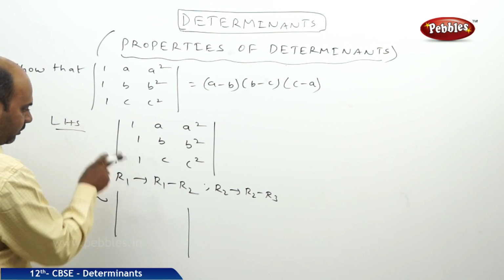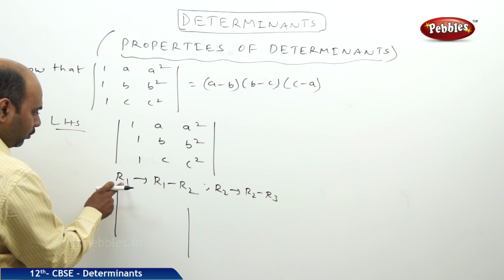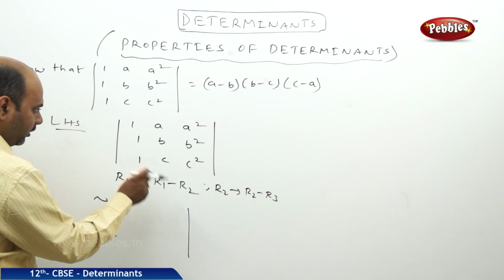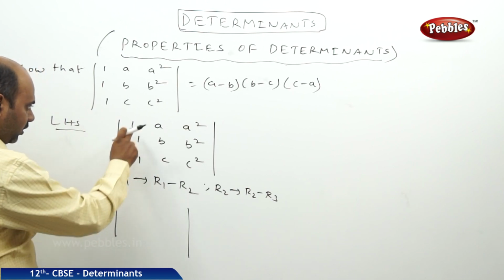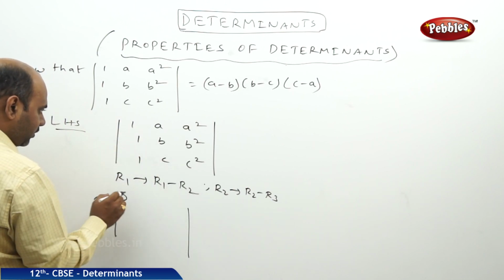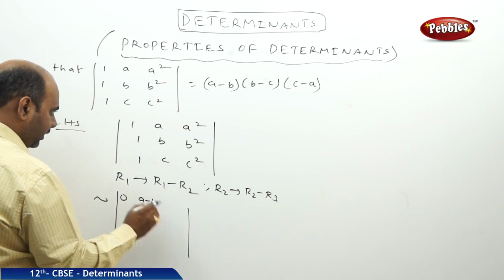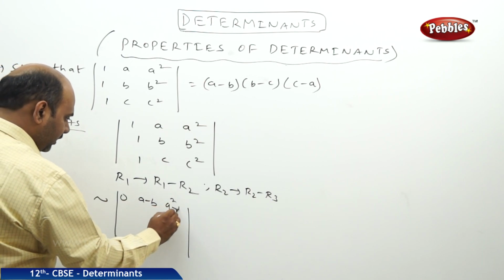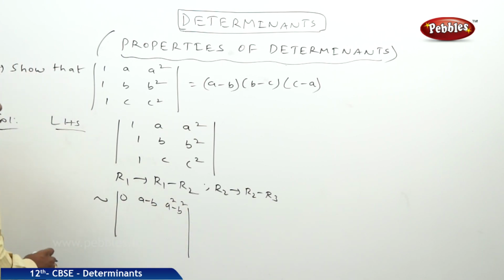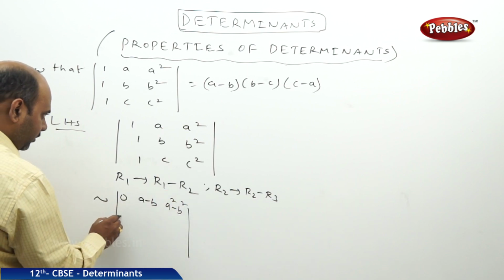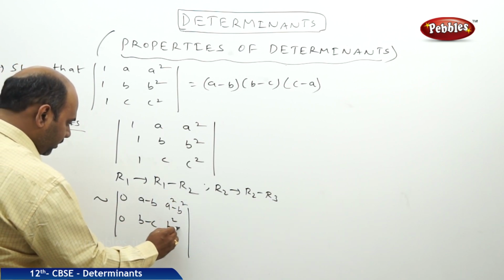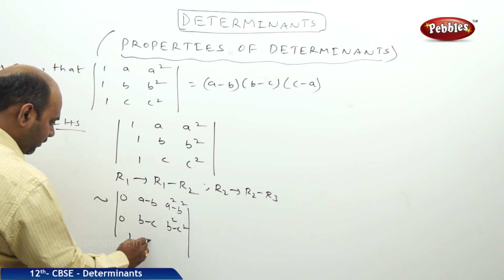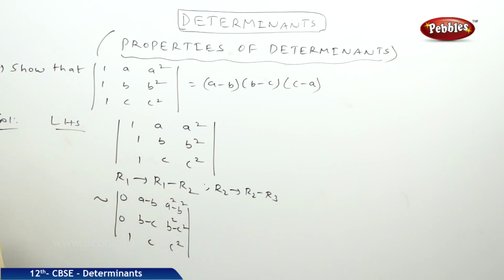R1 implies R1 minus R2. That means a new row R1 we need to find by subtracting R2 from R1. So what happens? 1 minus 1 is 0, a minus b, and a square minus b square. Here also R2 becomes 0, b minus c, b square minus c square, and later 1, c, c square.